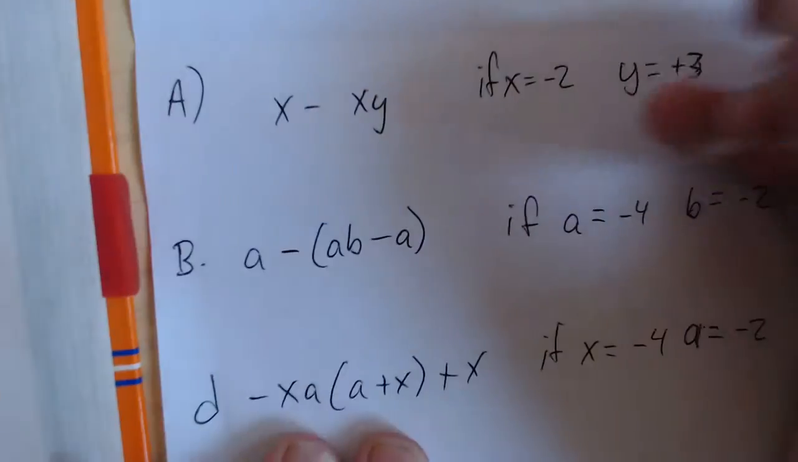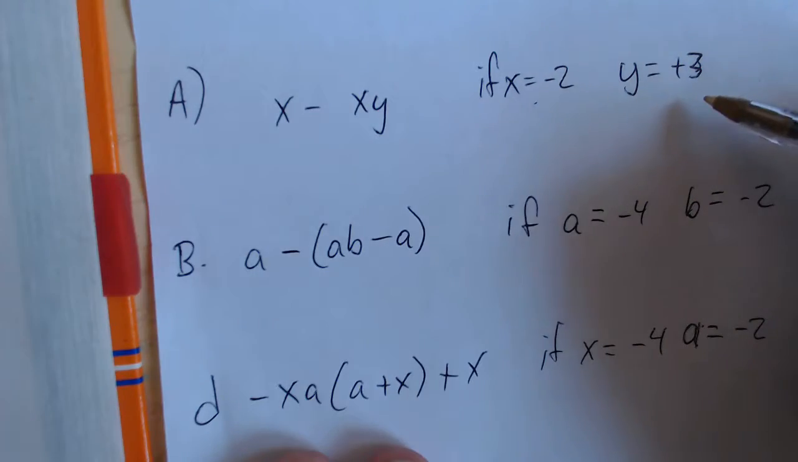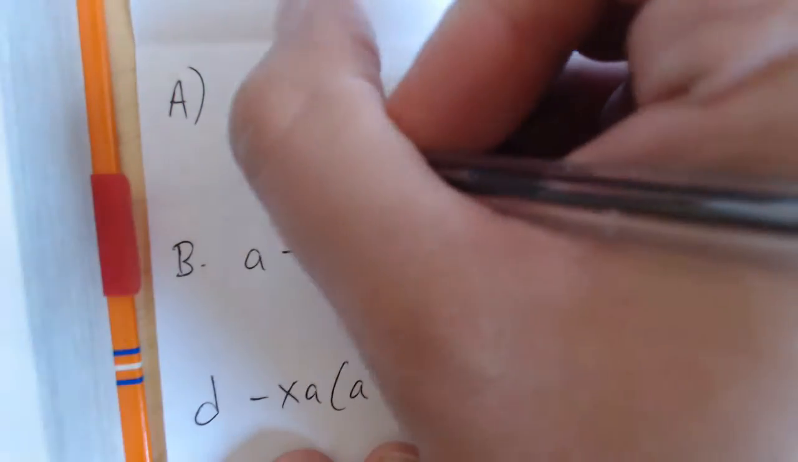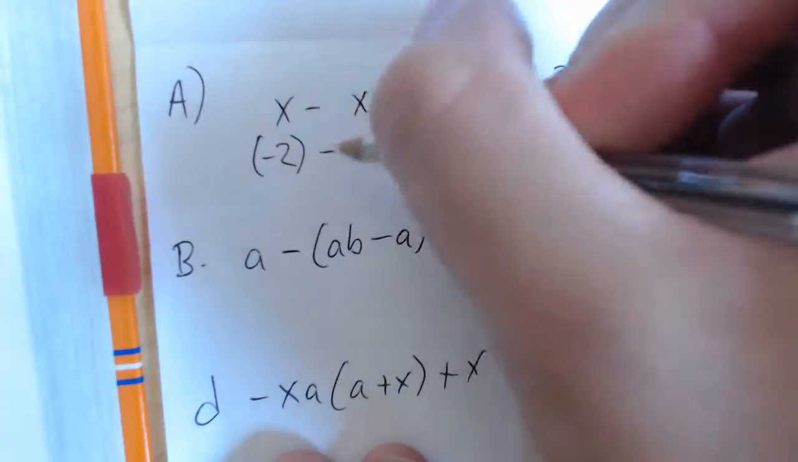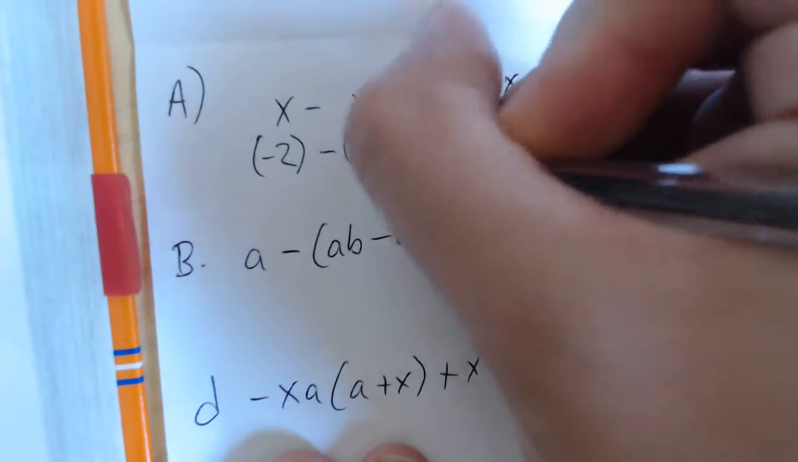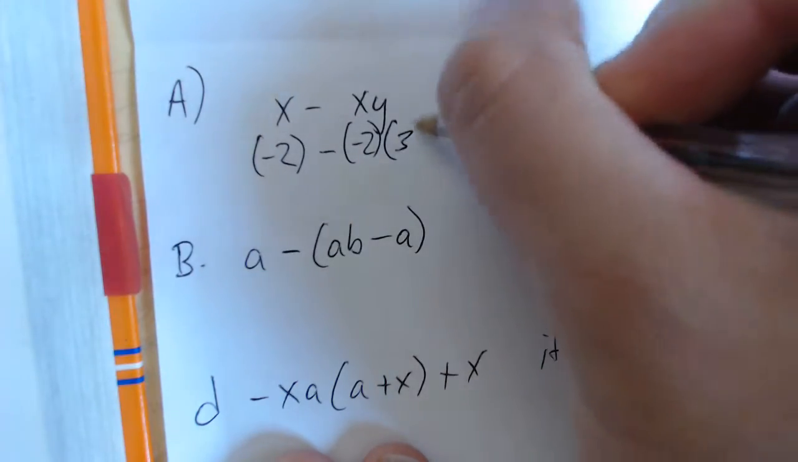Alright, so they tell us to solve this if x equals -2 and y equals +3. So all we're going to do is substitute inside of parentheses. Instead of writing x, I'm going to write -2. I'll copy down the minus sign. Instead of writing x, I write -2. Instead of writing y, I write +3.